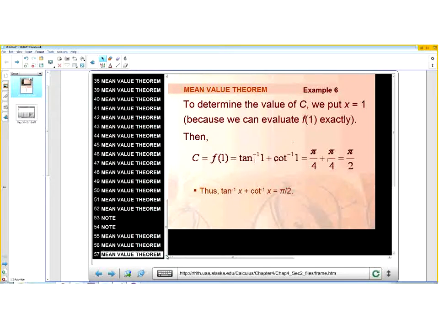So, interesting mean value theorem. This will conclude the lecture for section 4.2.